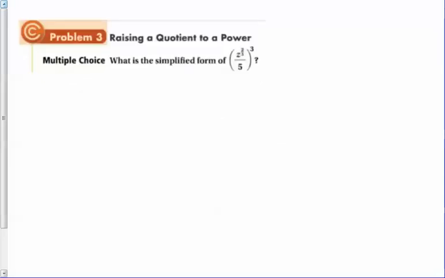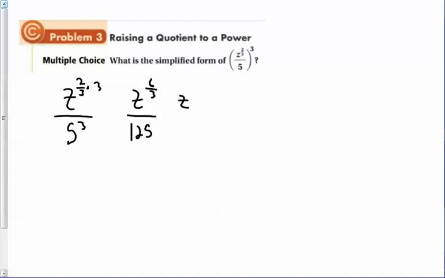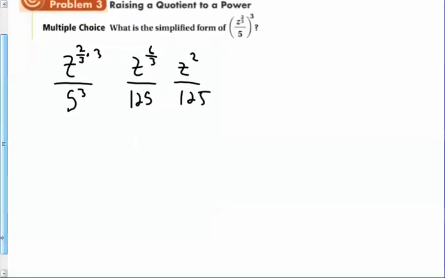Moving on. This is the one I talked about in the beginning. What you're going to do is go z to the 2/3, and you're going to times that by 3 over 5 to the third. So 2 times 3 is 6. So this is z to the 6 over 3 over 5 cubed, which is 125. And that's z squared over 125, because 6 over 3 makes 2. Does that make sense?